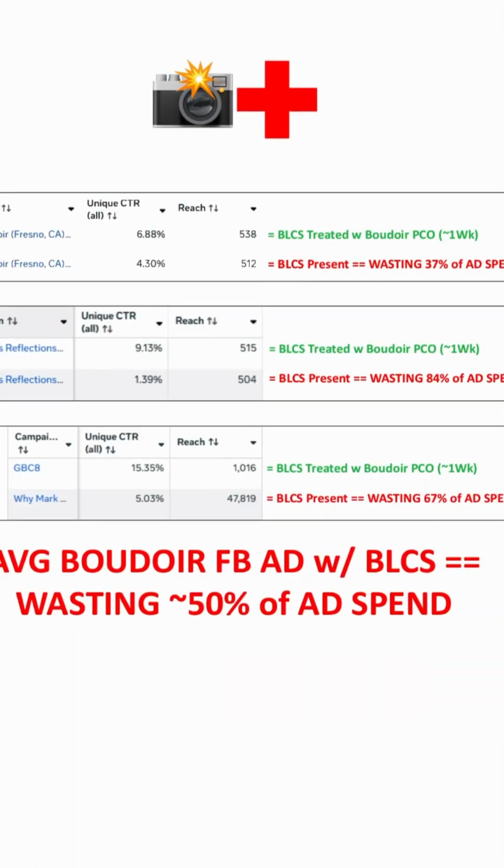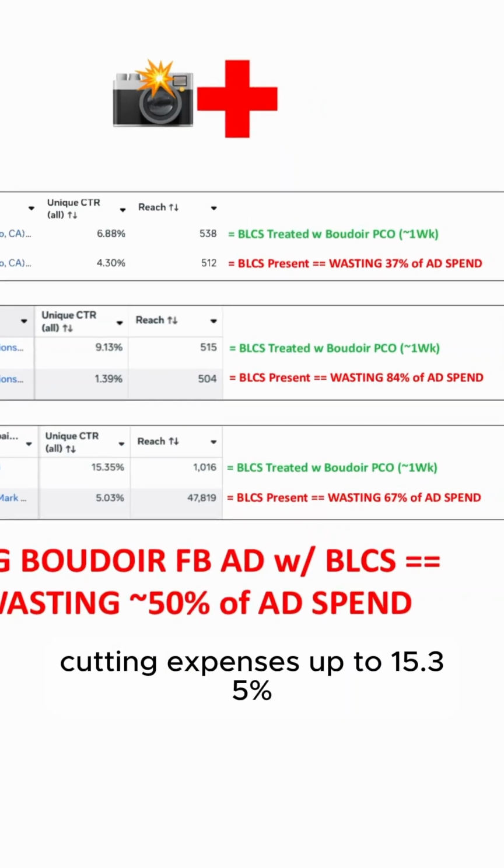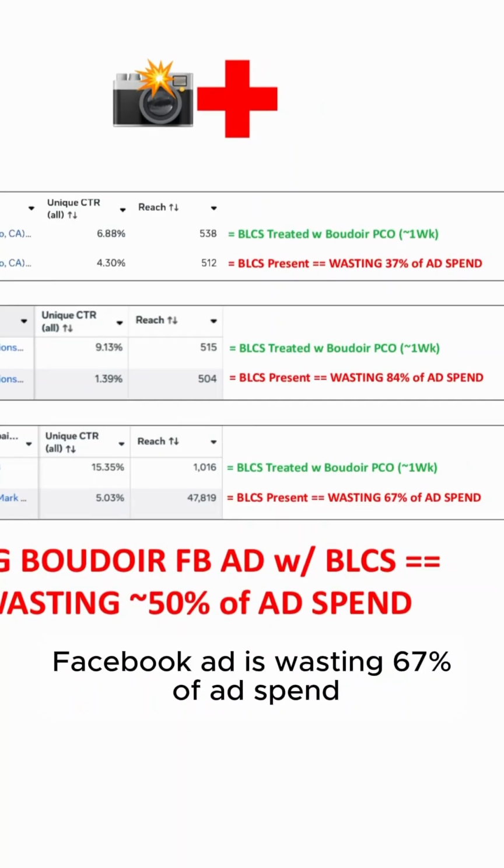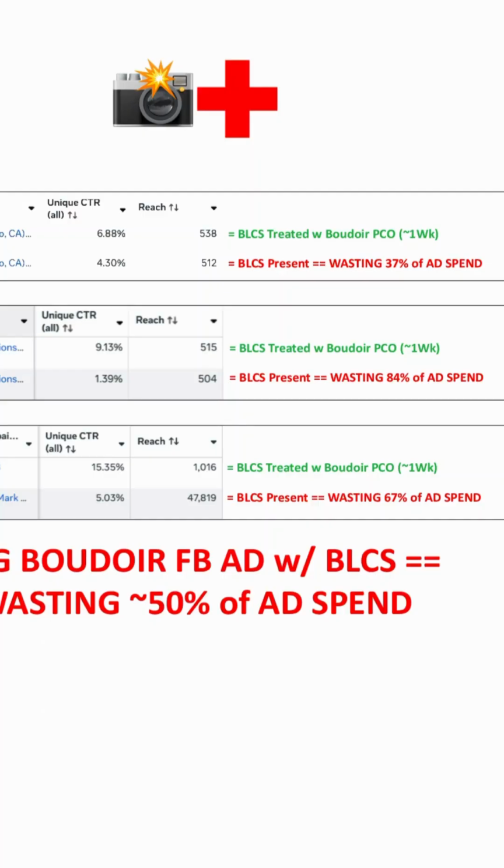And we got the unique CTRL up to 15.35%. So we found out the original Boudoir Facebook ad was wasting 67% of ad spend.